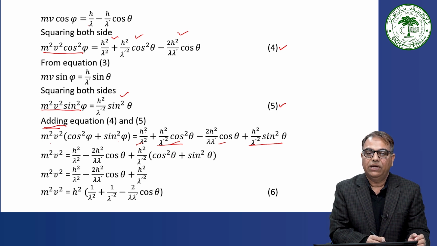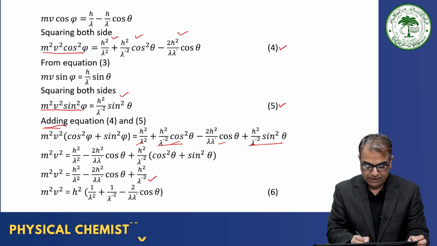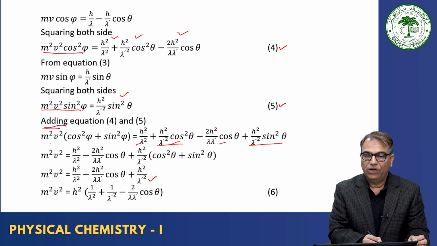And as a result, what you have? You have m square v square is equal to h square by lambda square minus 2h square by lambda lambda prime cos theta plus h square by lambda prime square. Okay. Now you have h square everywhere on the right hand side. So take h square as common and you have m square v square is equal to h square times (1 by lambda square plus 1 by lambda prime square minus 2 divided by lambda lambda prime cos theta).